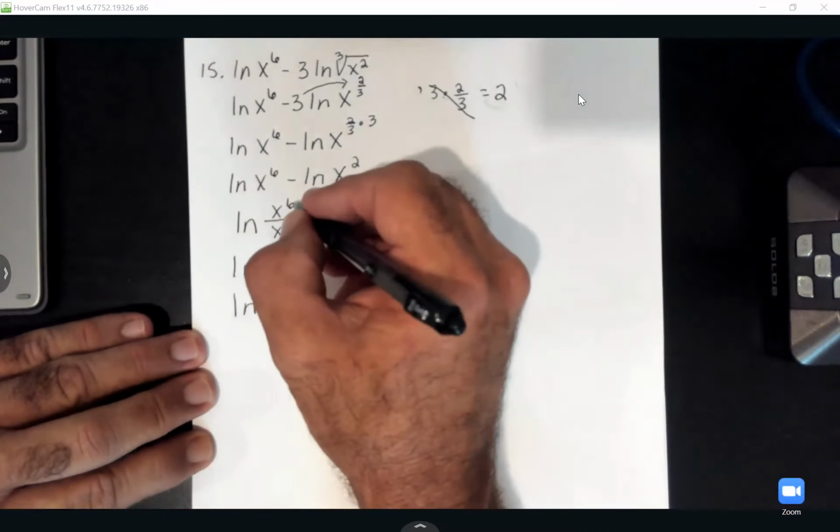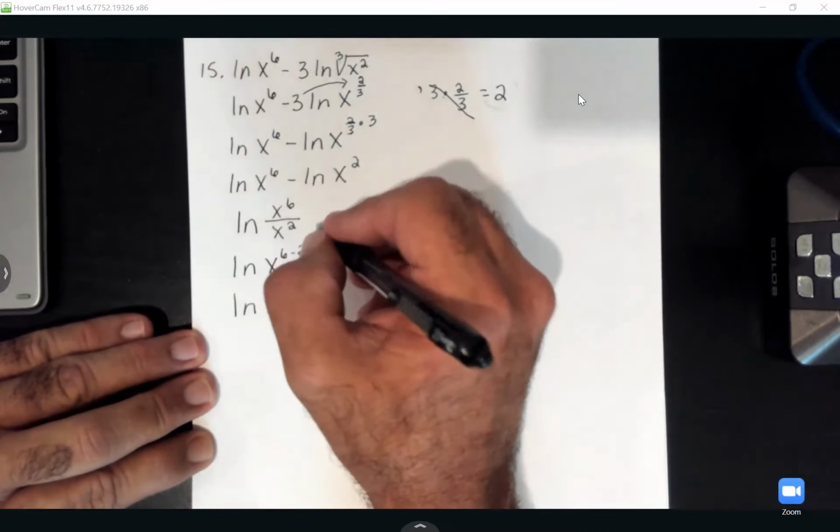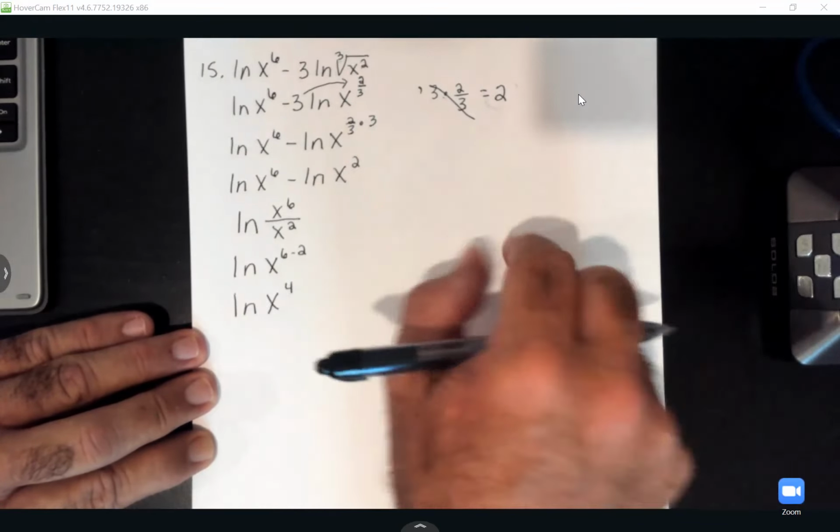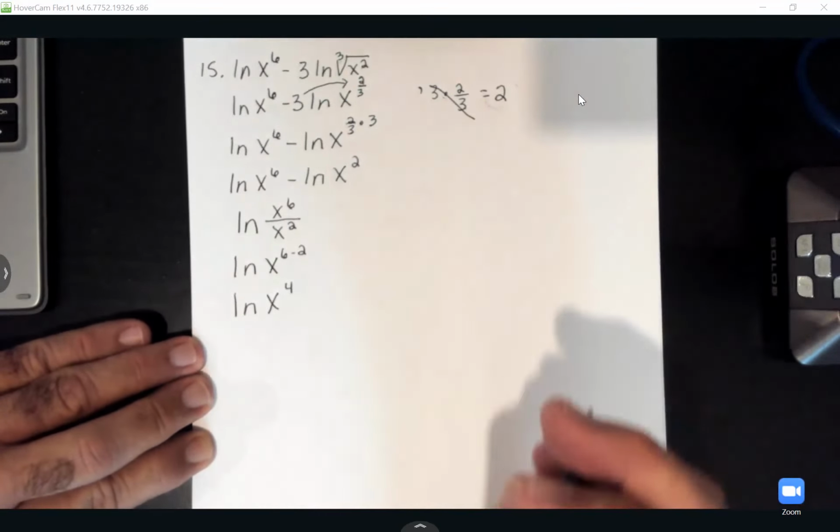So y'all just remember, when you're dividing, subtract exponents. When we was multiplying earlier, we added those exponents, okay?